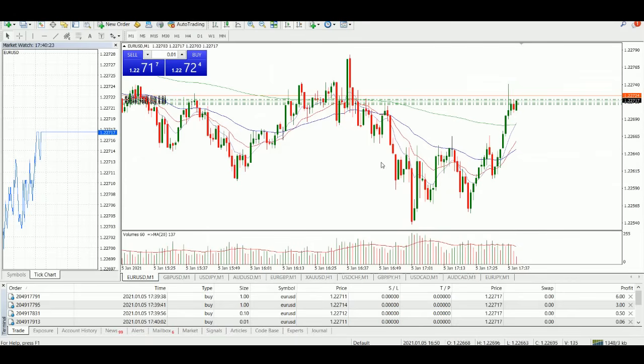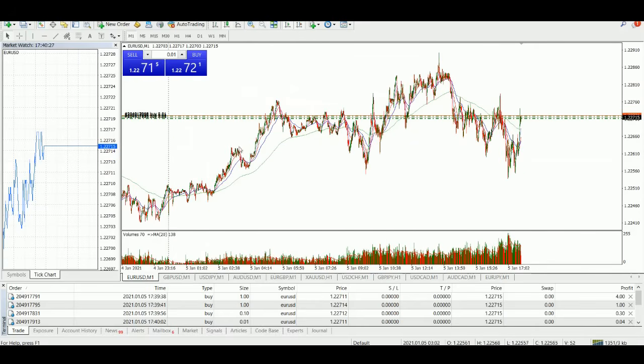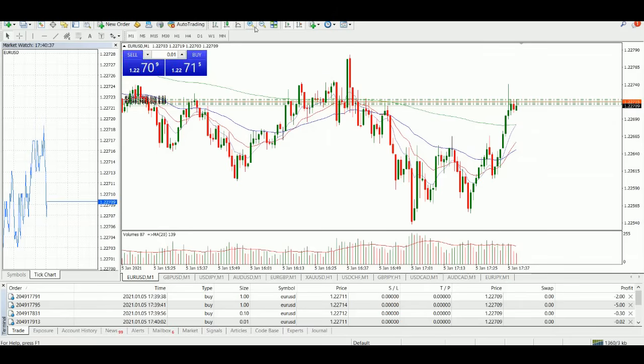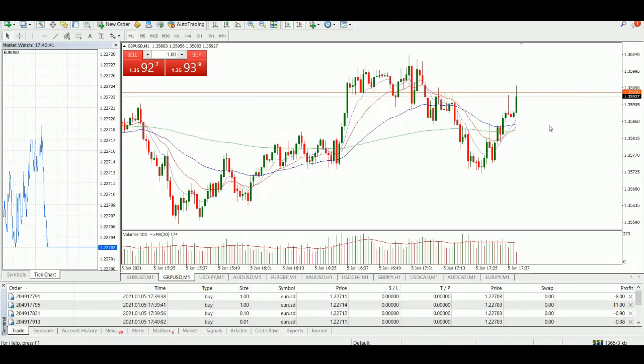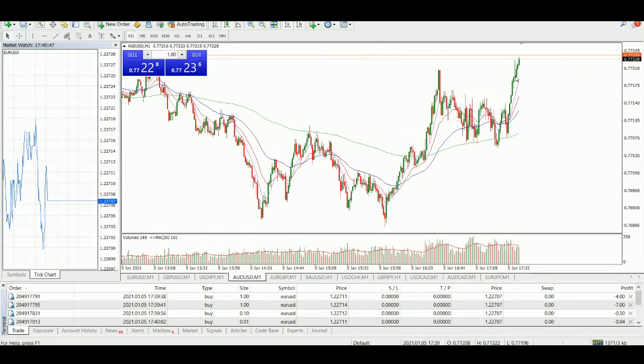Okay, so now basically since I have entered already on euro dollar, I will remain on my euro dollar chart. Okay, and here we are. So now, as you can see, I am buying to make profits from this trend. Also, GBP dollar is going in a very tough uptrend. Also, USD yen and AUD dollar are going in a great uptrend.